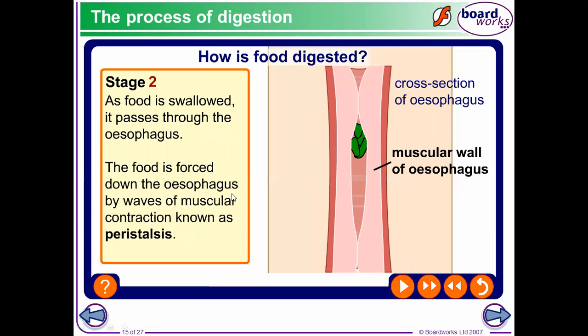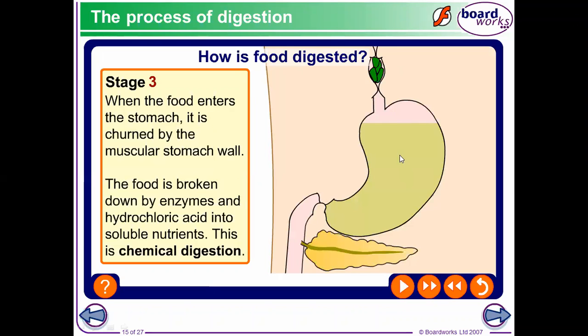If food is swallowed, it passes through the esophagus. The food is forced down the esophagus by waves of muscular contraction known as peristalsis. And now the food reaches the stomach. When the food enters the stomach, it is churned by the muscular wall of the stomach. The food is broken down by enzyme and hydrochloric acid into soluble nutrients. This is chemical digestion. The enzyme here is protease enzyme, or pepsin enzyme.